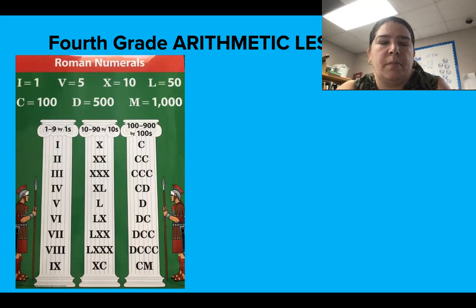Remember our Roman numerals. I equals 1, V equals 5, X equals 10, L equals 50, C equals 100, D equals 500, and M equals 1,000. Let's remember our rules. You cannot have more than 3 of the same letter next to each other. So you're never going to have IIII, never, because there's a number for 4. So you do not have 3 of the same letters next to each other.